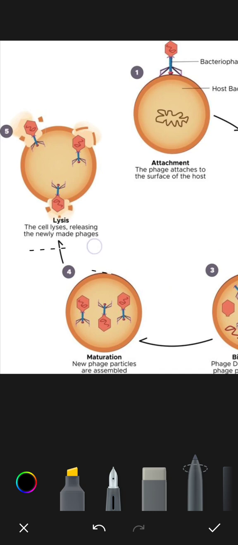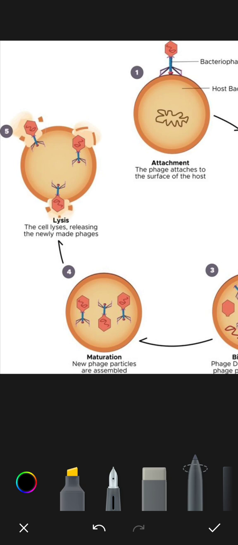The cell lysis, releasing the newly made phages. So the last part is lysis or the releasing of new phage. In this stage, the lysis of the wall occurs. The newly formed phages, जो नए phages बने हैं, these phages secrete an enzyme called lysozyme. By this enzyme, the lysis of the cell wall occurs. By the lysis of the cell wall, these are released and affect the new bacterial cells.